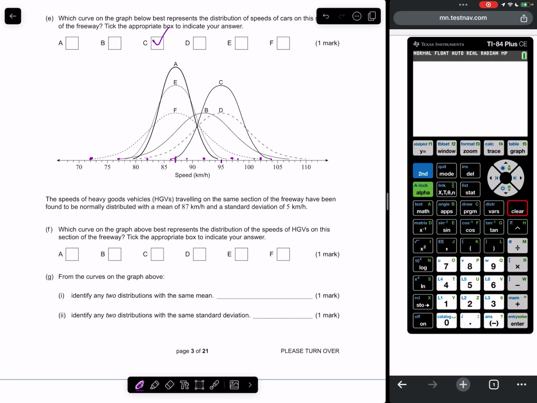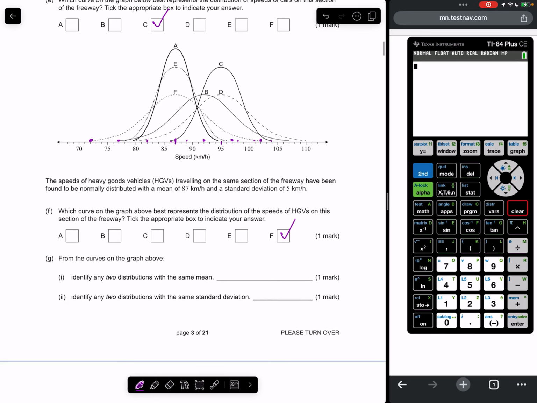It is this sort of smaller dashed line, which is F. From the curves on the graph above, identify any two distributions with the same mean. C and D. But there's another option, or 2 of A, E, or F, because you've got 3 on the left there that have the same mean.